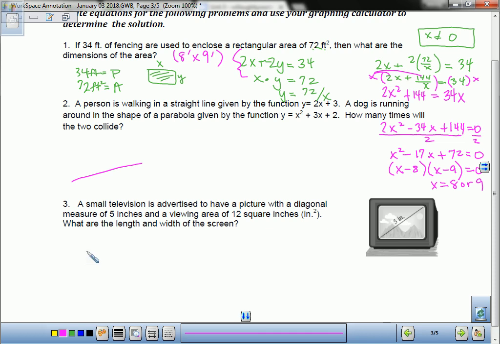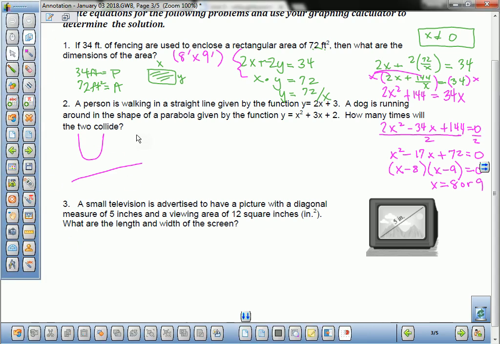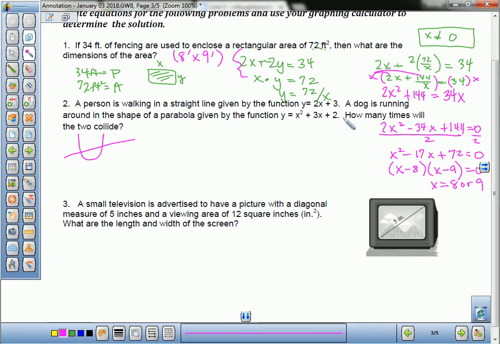If somebody's walking in a straight line and then a dog is running in a parabola, do they have to intersect? No, right here, these two would not intersect. It could touch just once if it was tangent, couldn't it? Just one little boom. Or they could intersect twice. Okay? So this is actually a very good problem to start using our technology on. So if we want to see how many times they actually cross, then we would solve this system.